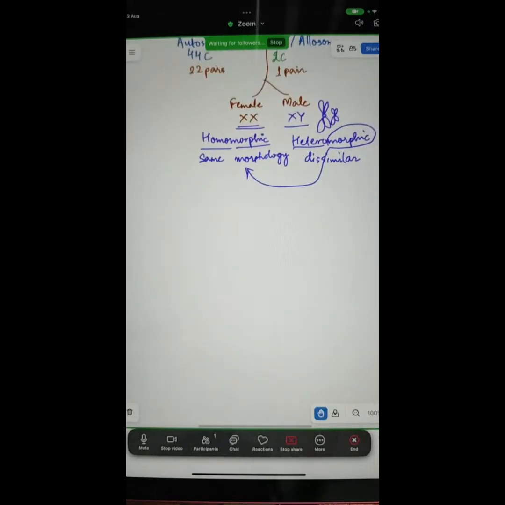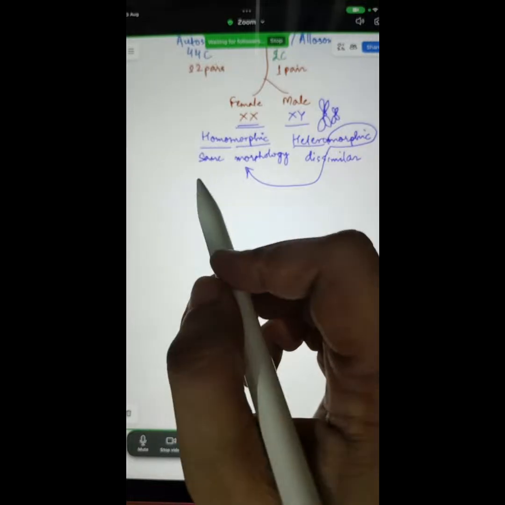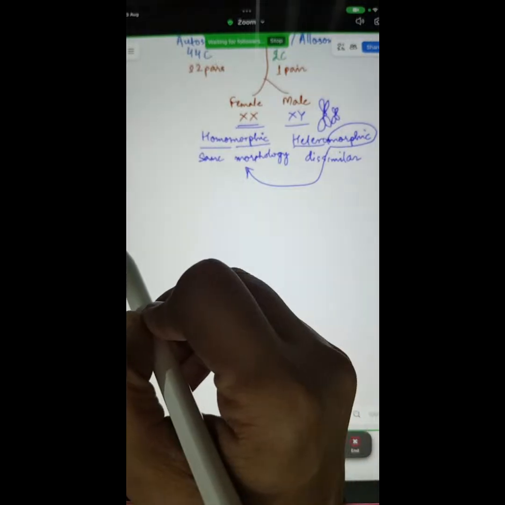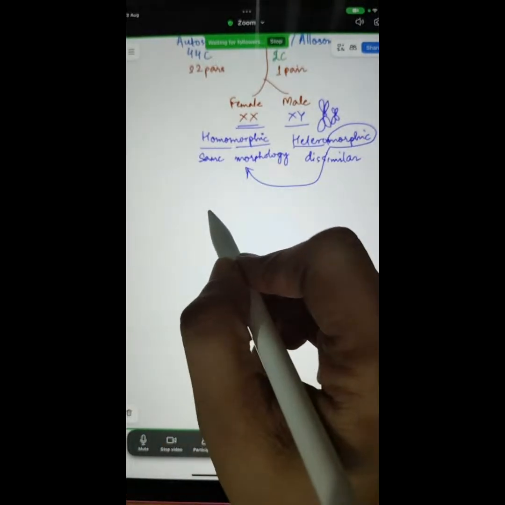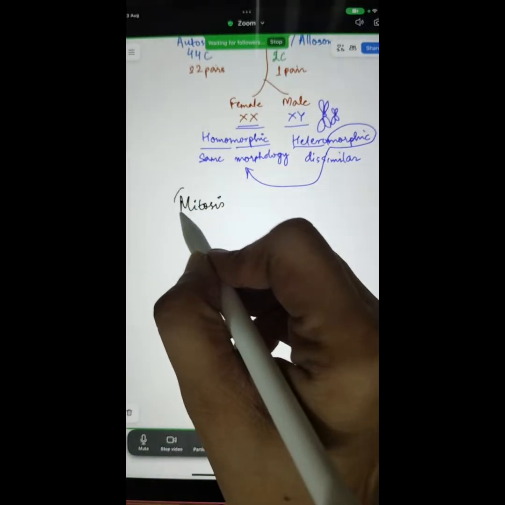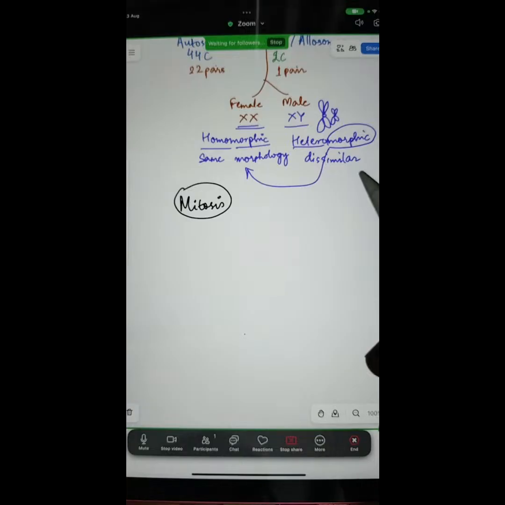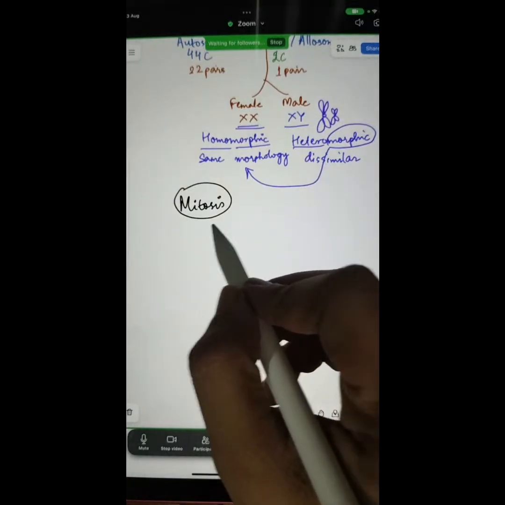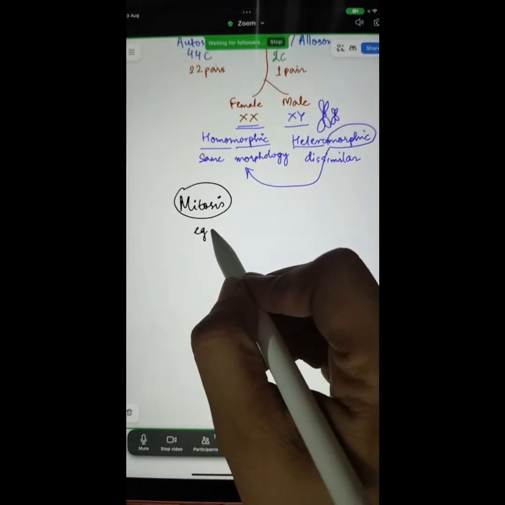So now we are ready to understand the basic differences between mitosis and meiosis. So we will be going one by one. Mitosis, it's an example of a cell division, okay?